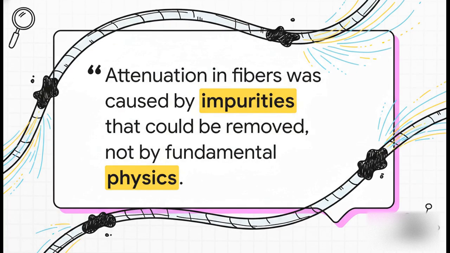See, everyone at the time thought glass itself was the problem, that it just wasn't good at letting light pass through. But Kao said, no, you're wrong. He proposed that the issue wasn't the glass, it was tiny little impurities inside it. And he theorized that if you could somehow remove those impurities and make perfectly pure glass, you could send a signal for miles. This idea completely changed the game. And yep, it won him a Nobel Prize.